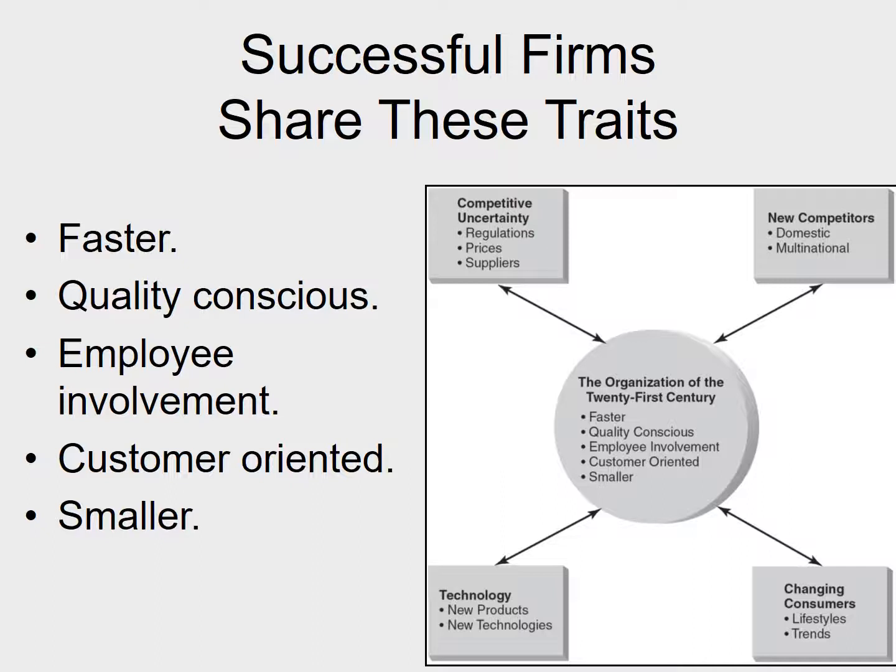And a part of this then involves that model of those five factors means that they are more able to deal with competitive uncertainty, so changes in regulations, changes in prices, changes in supplies. They're more able to react to new competitors, both domestic and multinational, entering into their market space. They can change based on changing consumers' desires, lifestyles, and trends, and also changes in technology.